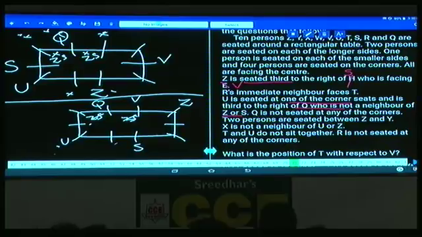Then the next one. S cannot be here in this case, and S cannot be here. Why? If S is here, then Z will be at this place, which is ruled out. Finally, we are left with only two possibilities. This is the first possibility, and this is the second possibility. Then, two persons are in between Z and Y.